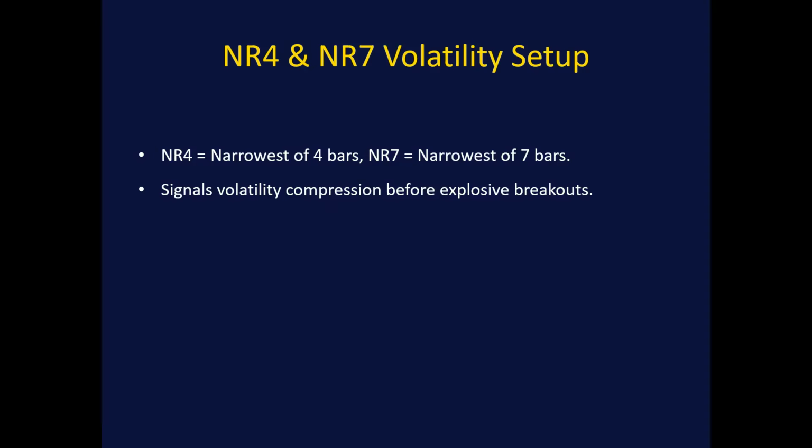NR7 is the narrowest of the 7 bars. It calculates 7 bars back, and it presents the narrowest of the 7 bars, and it has been color coded. It signals volatility compression. That means the market was volatile and it undergoes compression. When there is a volatility compression, there will be an expansion of the trade. That is an indication before explosive breakouts.